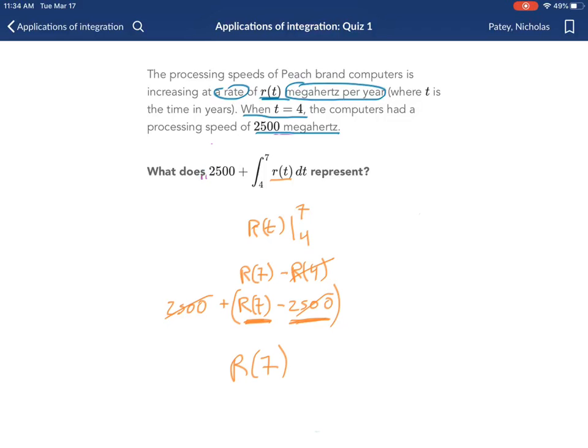So what does this guy represent? It represents the amount of megahertz. This is the amount of megahertz at 7. What are the units here? At 7 years. T equals years; T is time in years. So it equals the amount of megahertz at 7 years.